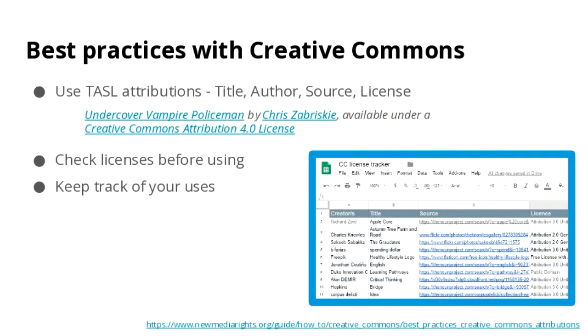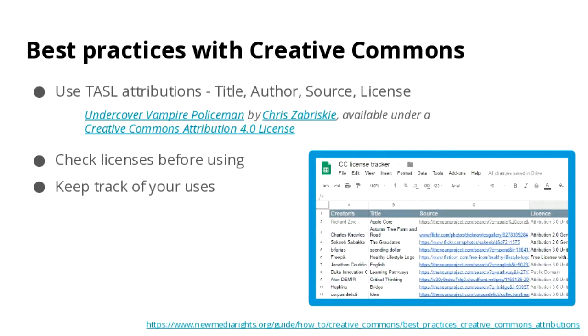Best practices with Creative Commons. I get a lot of questions about how to cite, or how to attribute, images when you're doing usually a PowerPoint presentation, but a poster or something like that. The best practice is using a TASL attribution, which provides the title, the author, the source, and the license. So underneath that is an example of what that would look like, and it does have links.